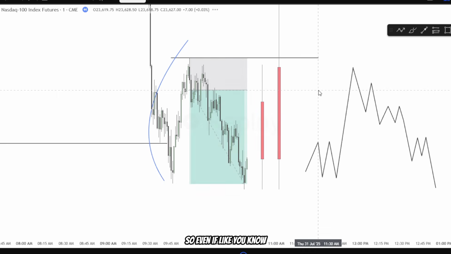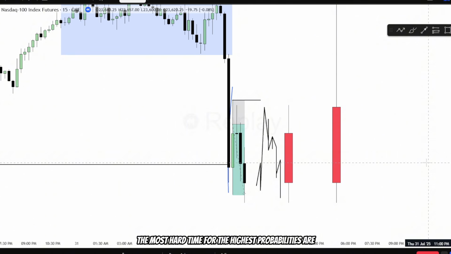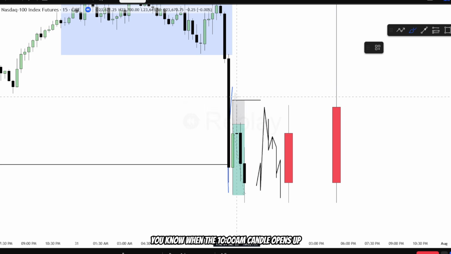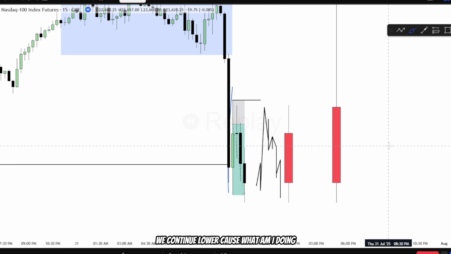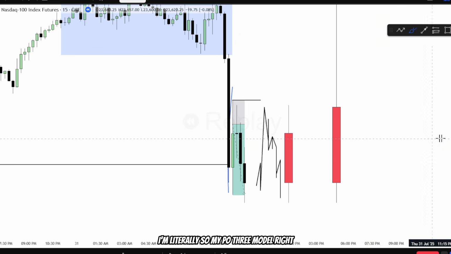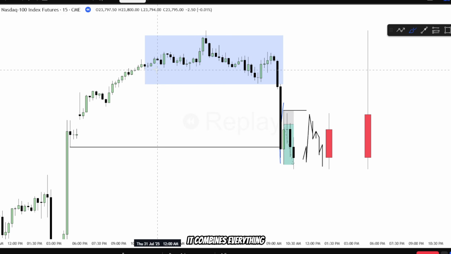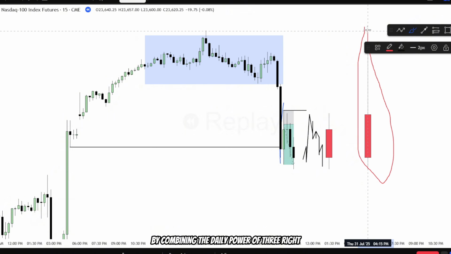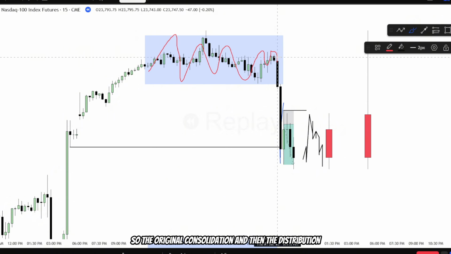So even if now the highest probabilities are when the 10 a.m. candle opens up, then we tap into the 15-minute fair value gap, and then we continue lower. Because what am I doing? My PO3 model, right, it combines literally everything. And how does it combine everything? By combining the daily power of 3, so the original consolidation, and then the distribution, right?